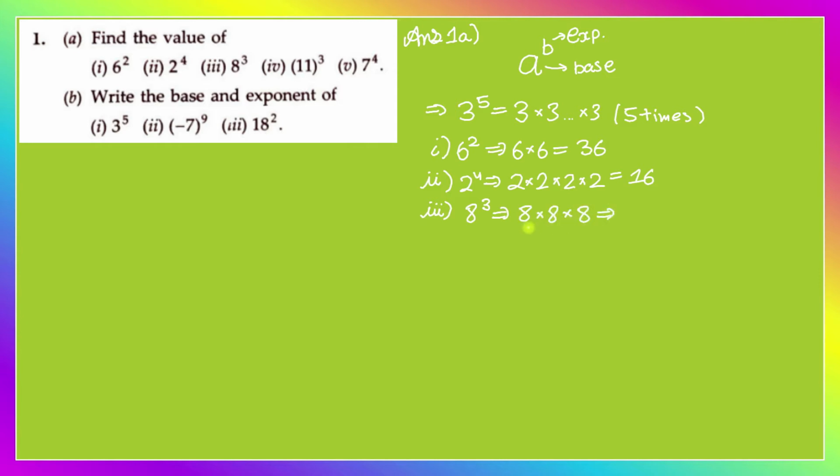And if you try to calculate it, 8 into 8 is 64. And 64 into 8 is, you have to do it: 8 times 4 would be 32, 2 down, 3 carried over, and 8 times 6 is 48, plus 3 we get 51. So 512 is the answer. So it is pretty easy.